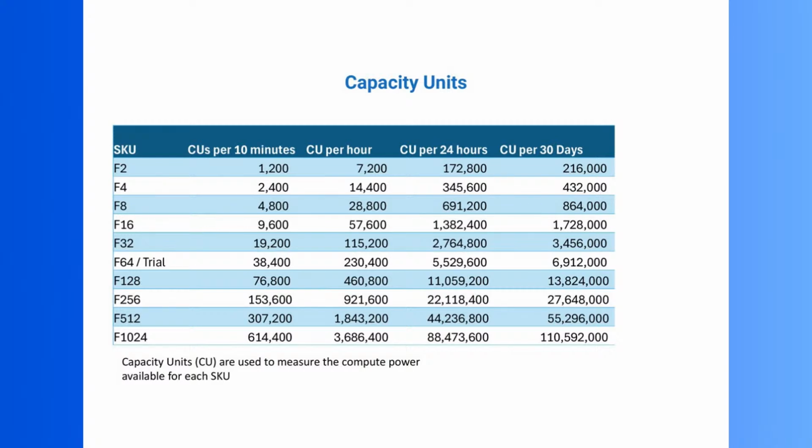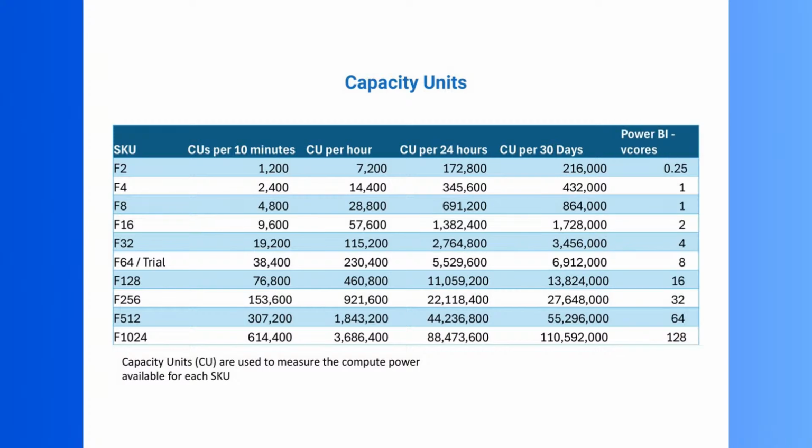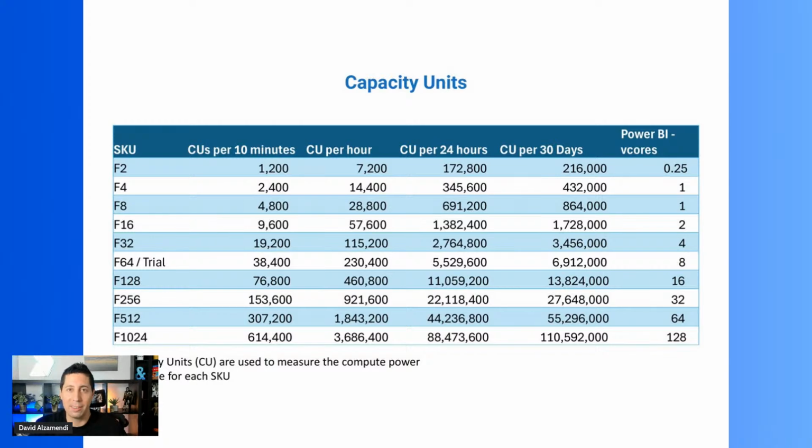if you were using Microsoft Power BI Premium, the previous license, they also give you a hint on how many Power BI vCores you are being allocated per each one of the Microsoft Fabric capacities. You will see that the number is really, really low. It's super, super low. I mean, 0.25 of a vCore in an F2, that's not a lot.